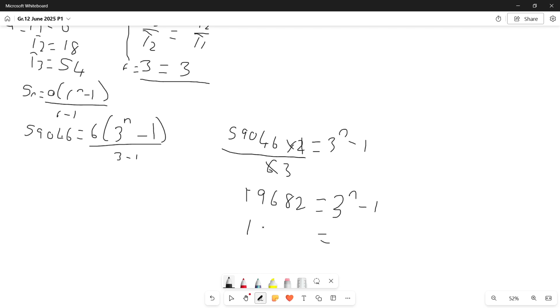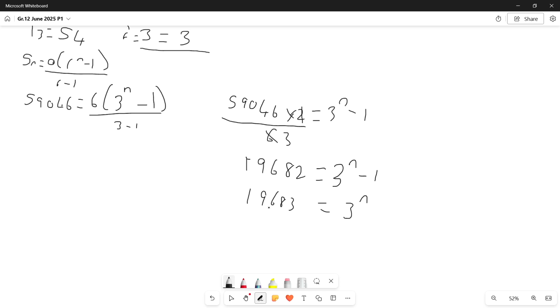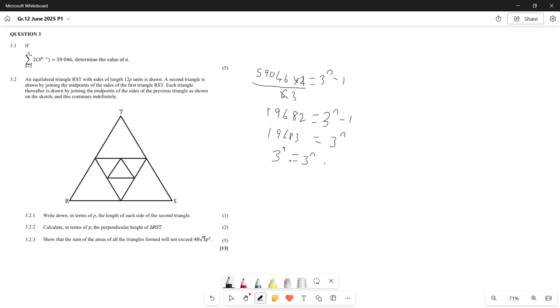Take the 1 over, we have 19,683 equals 3n. And then if we shift fact this number here on our calculator, we'll get it in terms of 3 to the power of something. And the answer we have here is 3 to the power of 9 equals 3 to the power of n. Great, guys. But we're not done yet.